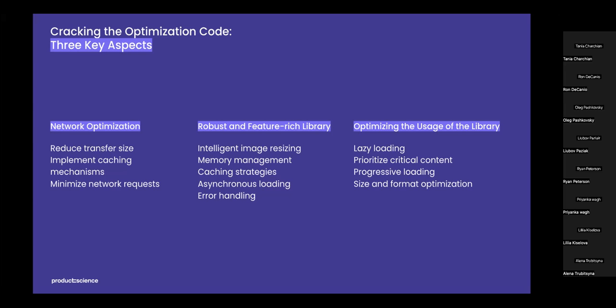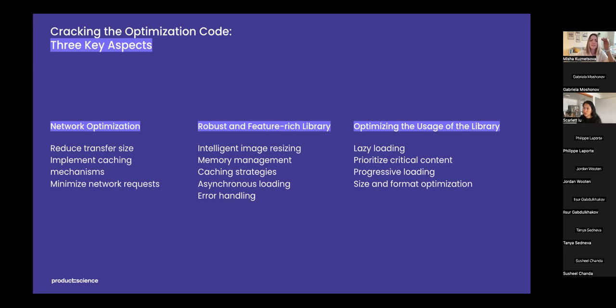Optimize the size and format of the app's images, videos, and other media. Use appropriate compression techniques, reduce unnecessary metadata, and choose suitable formats to balance quality and file size. By focusing on network optimization, utilizing feature-rich libraries, and optimizing the way you use those libraries, you can significantly enhance the content loading performance of an Android application.